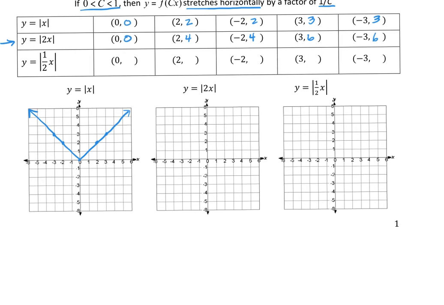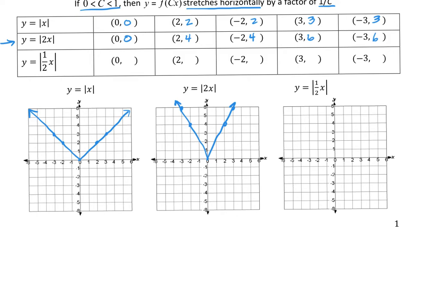Graphing those points, (0, 0). We're going to go through (2, 4) and (-2, 4), (3, 6), (-3, 6). So you see how this V has squished in towards the y-axis. So that's what we mean by a horizontal shrink. It shrinks in horizontally, which just means it's compressing into the y-axis.